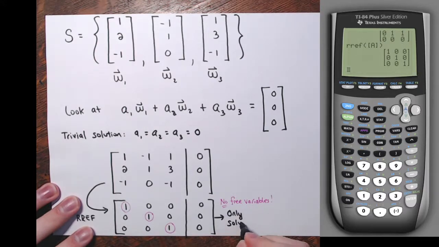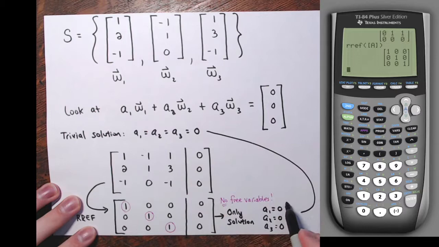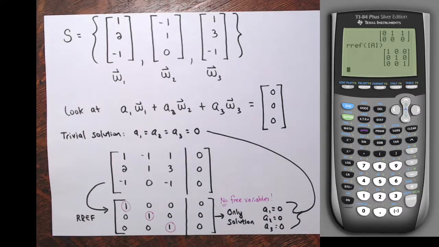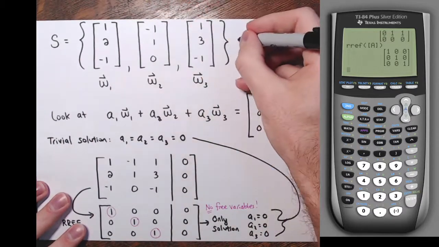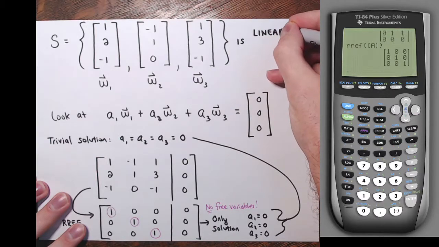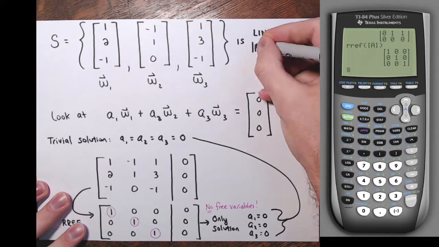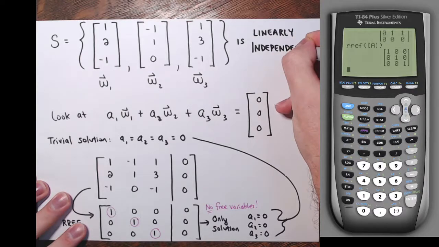is that trivial solution. A1, first row says A1 equals 0. Second row says A2 equals 0. Third row says A3 equals 0. And again, so only the trivial solution works. So that means that this set of vectors is linearly independent, or just write independent, and that would also be fine. But this is a set of linearly independent vectors.